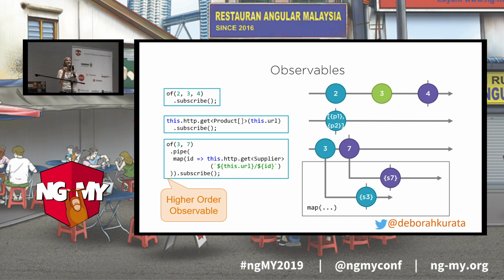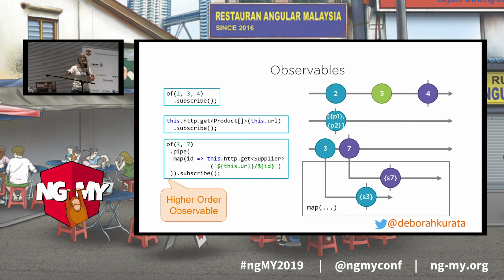What's wrong with this code? Anyone see it? I'm subscribing to the outer observable. That subscribe on the end is subscribing to the of 3 and 7. What is subscribing to that inner observable? And actually, this thing is never going to emit supplier 3 and supplier 7 because I am not subscribing to that inner observable.